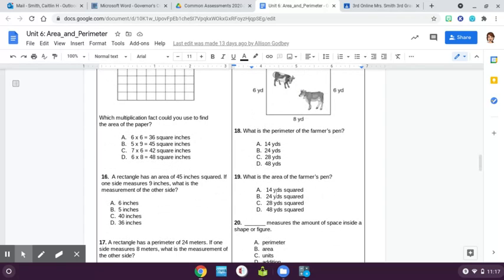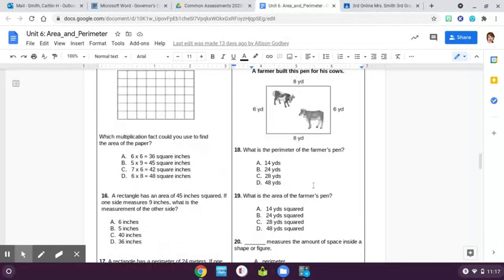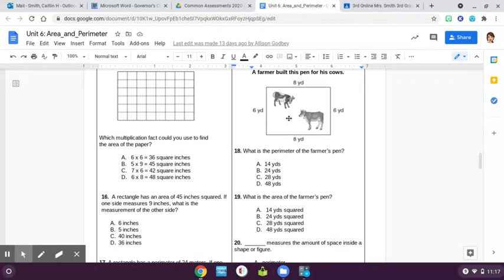Question 19. What is the area of the farmer's pen? Well, area, you're going to multiply length times width. You only have to use one length and one width. So 6 times 8.